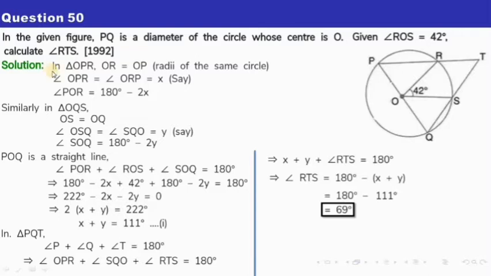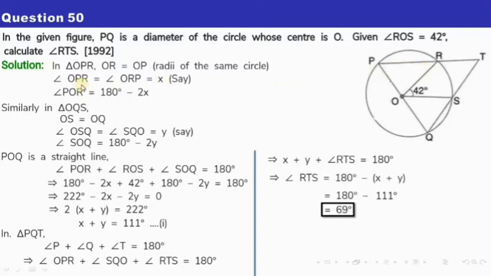In the solution we have triangle OPR, that is this triangle. In this triangle, OP and OR both are radii, so it is written OR equals OP. If these two are equal, then this has to be an isosceles triangle, so this angle and this angle will be equal to each other. I'm assuming these two angles to be x.